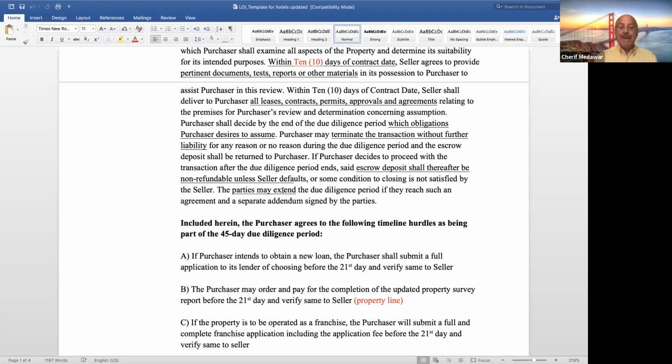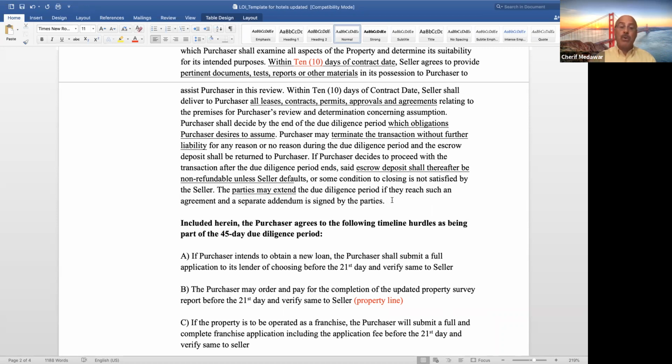The parties may extend the due diligence period if they reach such an agreement in a separate addendum signed by the parties. So what I'm saying to you here is, at times, I may need more time. I'm not satisfied with this and that. I need to dig deeper with this. I'm still getting some reports about the comparable rents, the market share, about the average daily rates, etc. So I may say, you know what? Let me extend this by another week. Sometimes I have to put extra deposit.